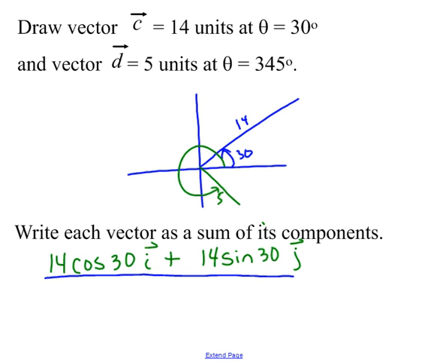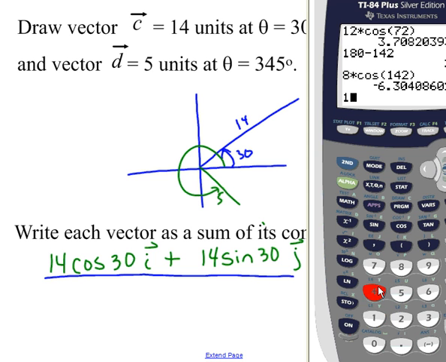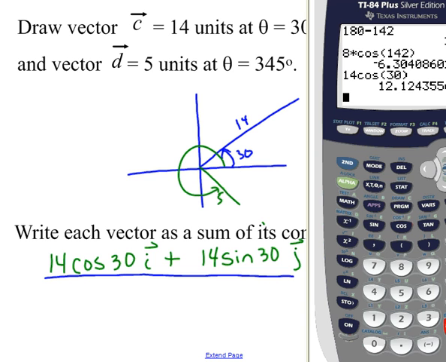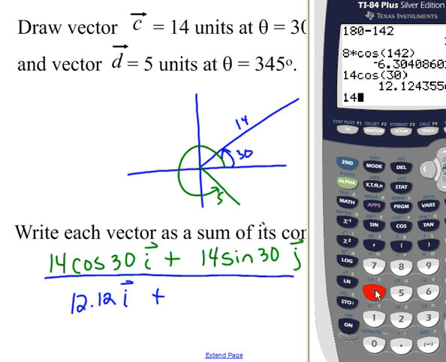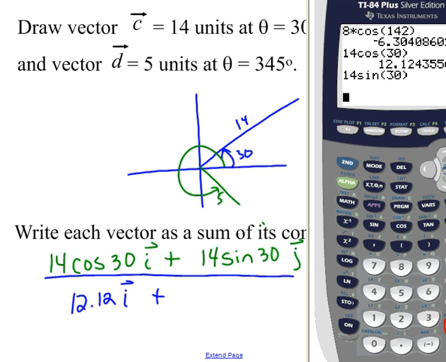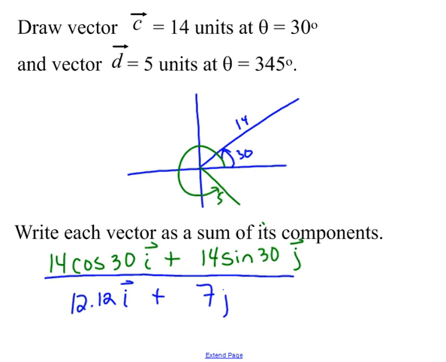This is an exact value one, so we could actually use our exact values, but I won't. Cosine of 30 is root 3 over 2, so this is 12.12 i plus, and then 14 sine of 30 is just 1/2, so it's going to be 7, right? Okay, so this blue vector right here is this vector in component form.